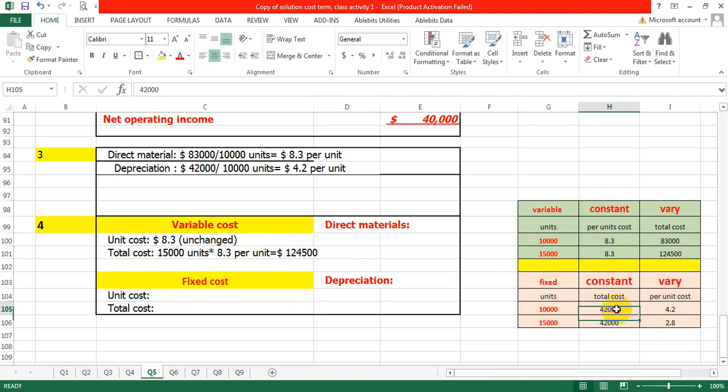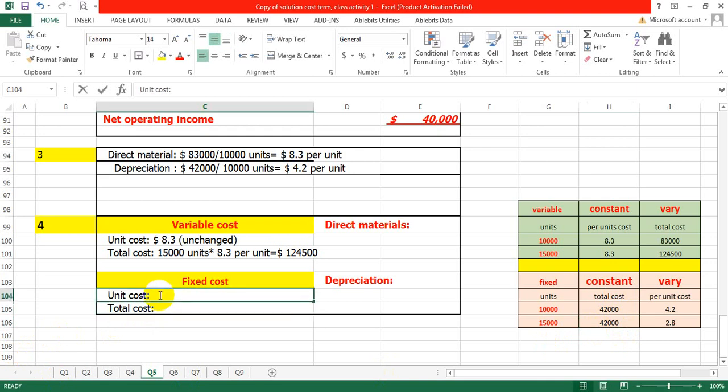Fixed cost remains fixed, right? Fixed cost क्या होती है? Remain fixed होती है. Like 10,000 units हो, 15,000 units हो, at whatever level of activity, if you're applying the fixed cost, that will remain the same, not changeable, right? So what we will do, we will calculate here. Okay, fixed cost, my depreciation was 42,000. So if the level of activity is 15,000, the total cost again will be the same, that is 42,000.